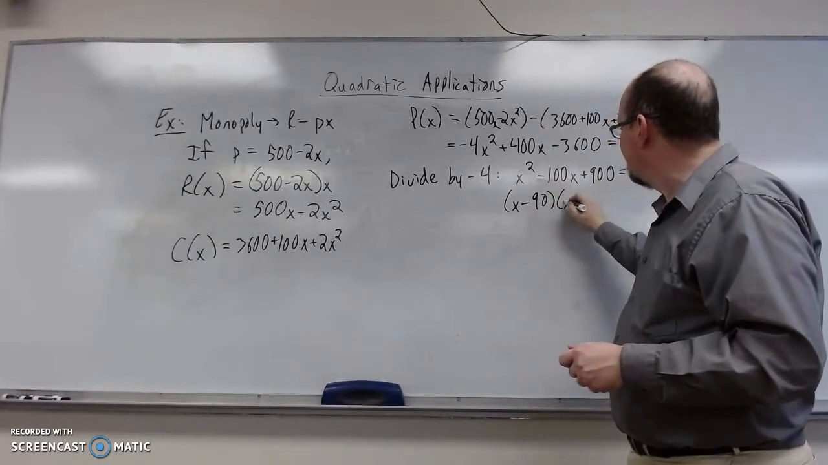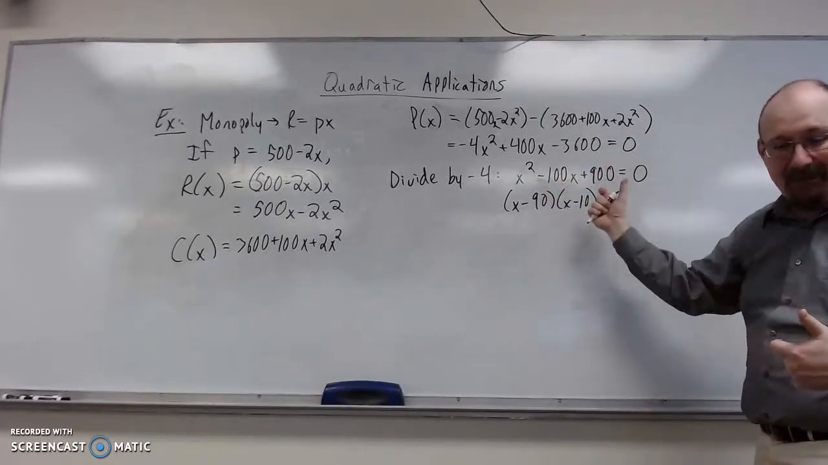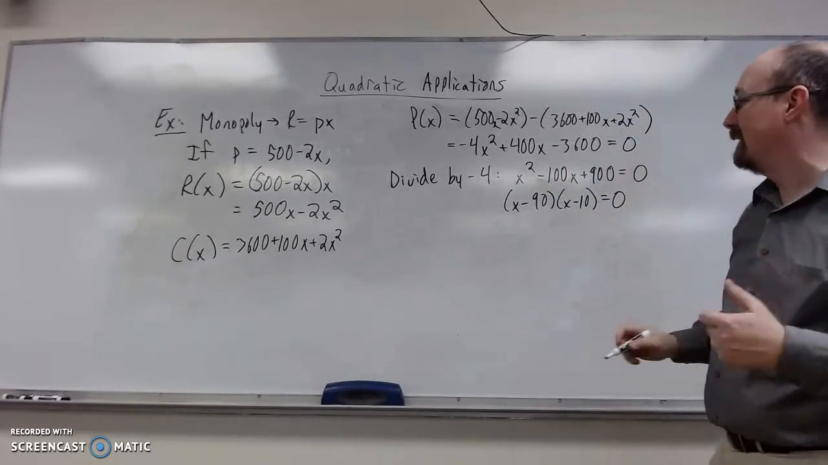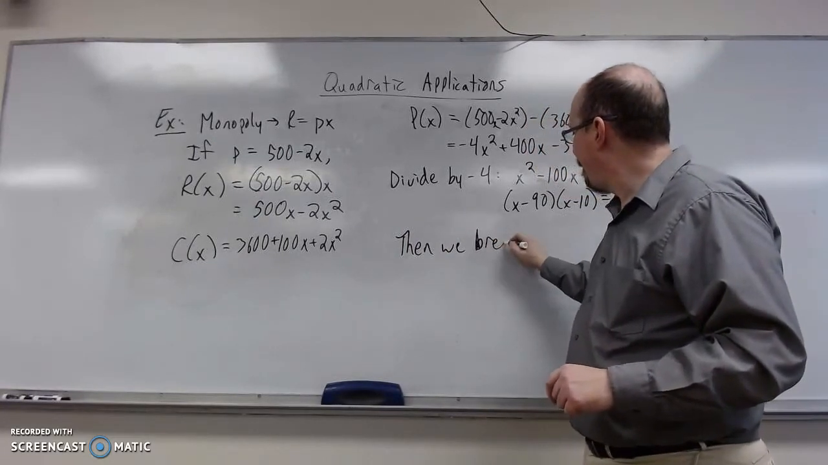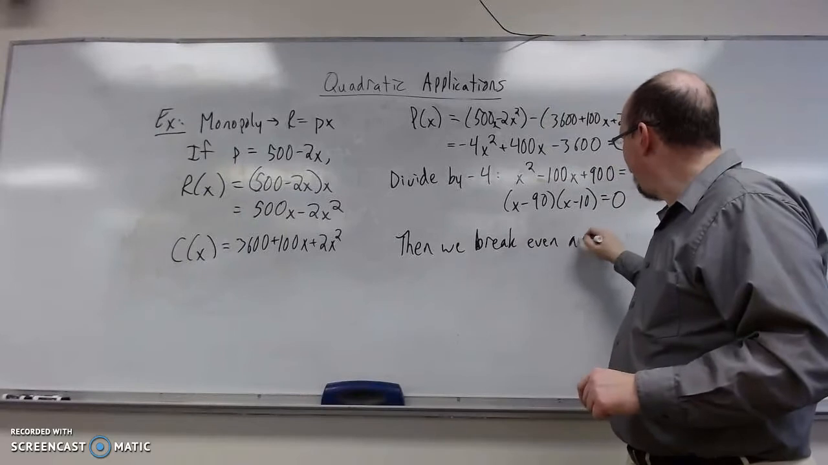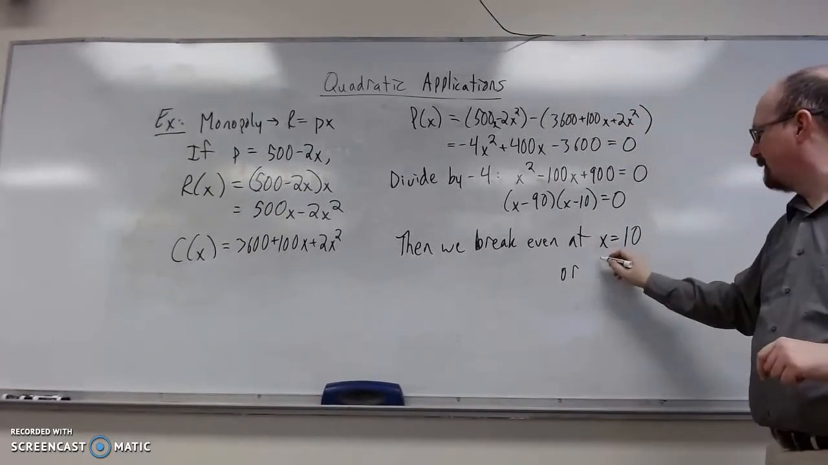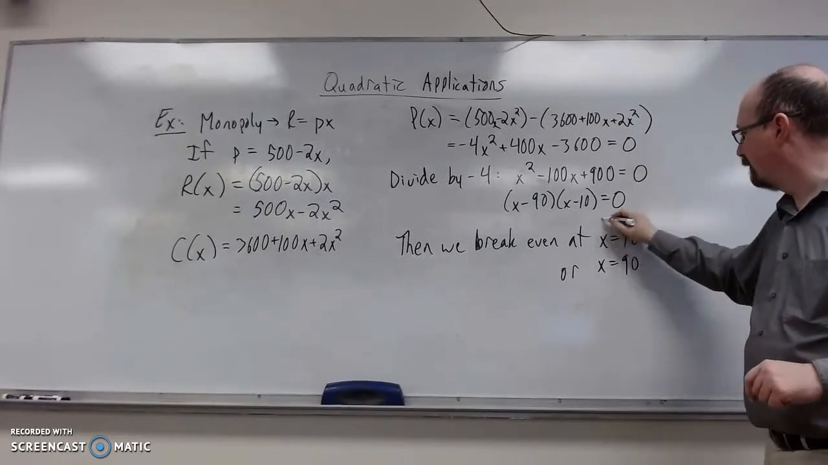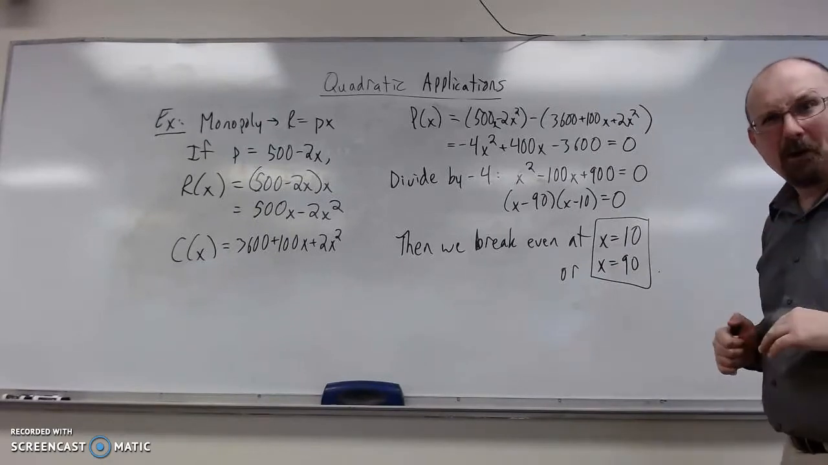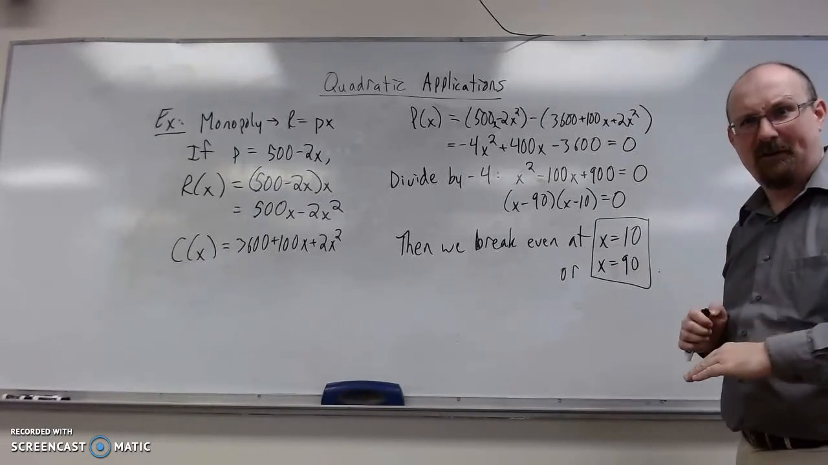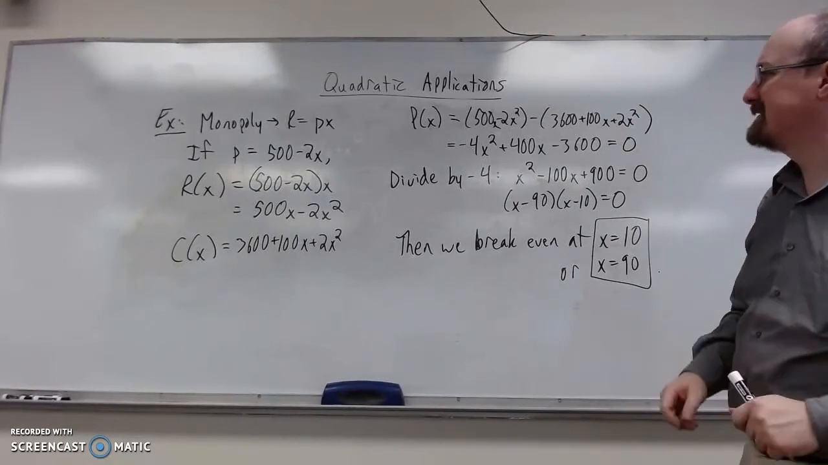So we have x minus 90 times x minus 10. Then our break-even points happen at these two spots, either x equals 10 or x equals 90. So we break even at either x equals 10 or x equals 90. That's where our profit is 0. We've perfectly balanced our costs and our revenues. Again, that's not generally where we want to be, but it is important to know from a business standpoint.